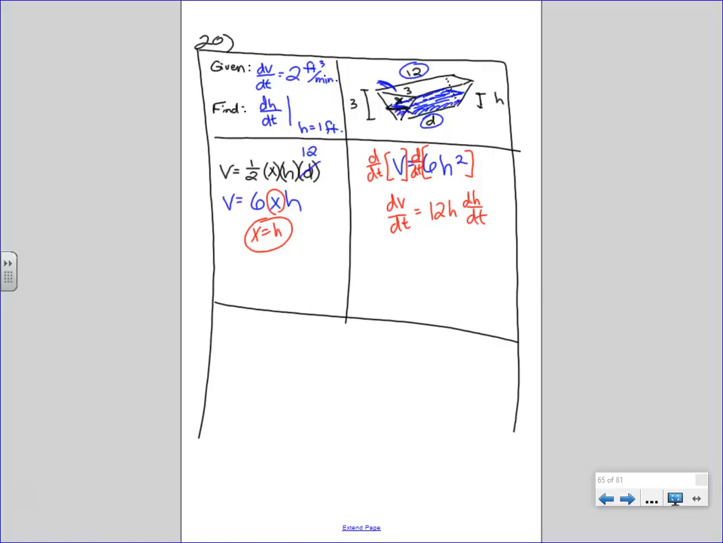Plug and chug that stuff. I know that volume is equal to 2. I know that h is equal to 1. Everything lines up in the sense of feet with feet. I have dh dt over here, so dh dt is going to end up equaling... Don't mess up on your algebra. You've gotten so far. Divide by 12. 2 over 12 is 1 over 6. What do you think the units are if it's height measurement over time measurement? Feet per time.